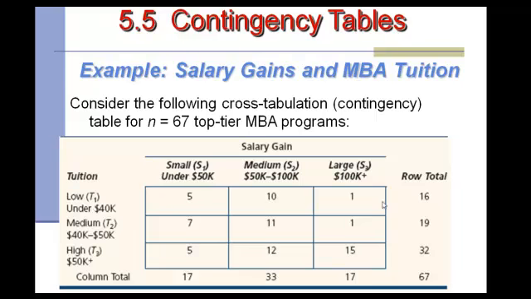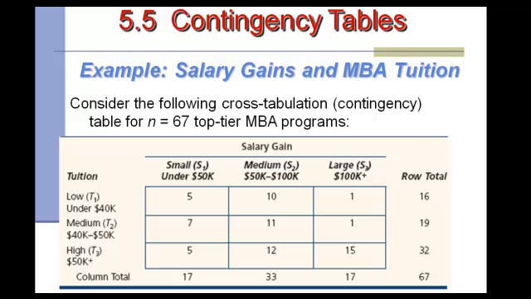So these are the tuitions. You can see that there are 16 institutions out of the 67 that have a low tuition. A medium tuition would be 19. A high tuition would be 32, so about half charge a high tuition. And then we want to rate that against salary gains. If you're going to this MBA program and you're paying low, medium, or high tuition, you want to know what your rate of return is going to be.